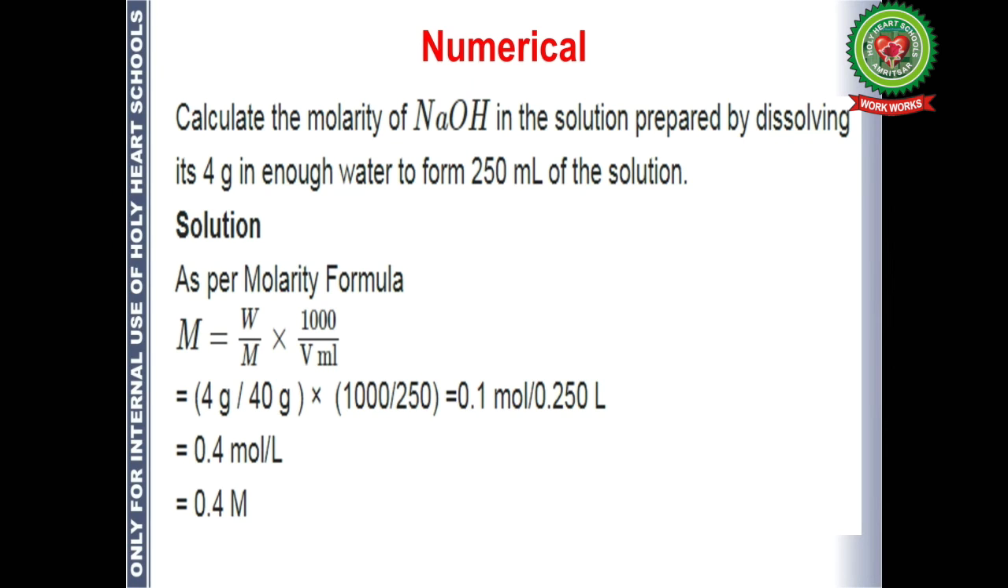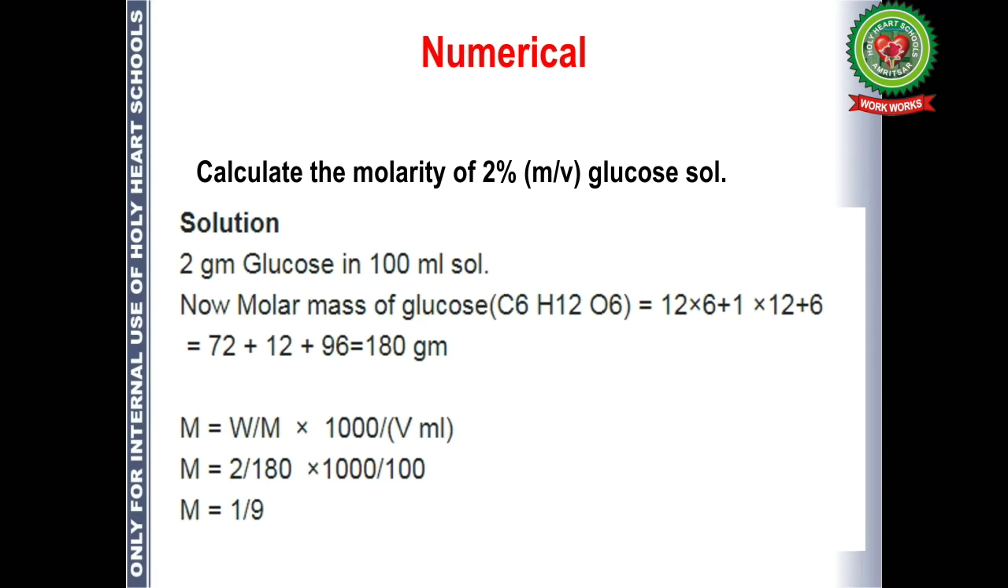or it can be written as 0.4 molar. The next numerical is: calculate the molarity of 2% M by V glucose solution. M by V means mass by volume, and 2% means that 2 gram of glucose is dissolved in 100 ml of water. First, we calculate the molar mass of glucose, that is 180 gram, and M is equal to W by M into 1000 upon V. W is 2 gram, M is 180, into 1000 upon 100. So molarity is 1 by 9.